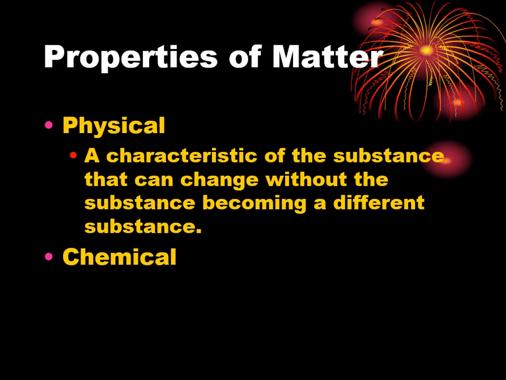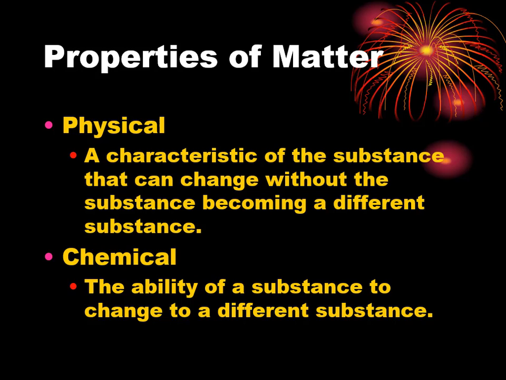A physical property is characteristics of a substance that can change without turning it into a different substance. Okay. So chopping wood would be a physical change. I didn't change it from wood to something else. I just chopped it into smaller bits. All right. Chemical would be the changing of the substance into something new. So like burning wood. Okay. I chopped the wood, physical, burn the wood. I changed it into something else, ash and byproducts and all these other things.